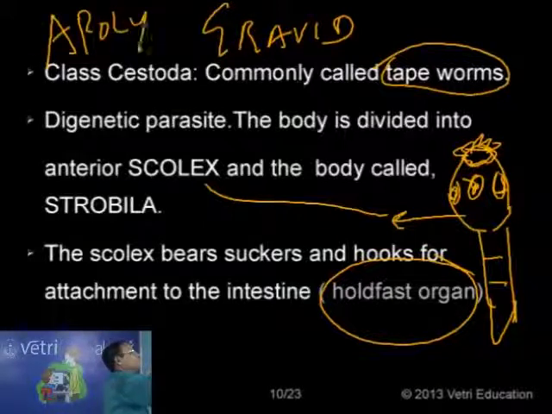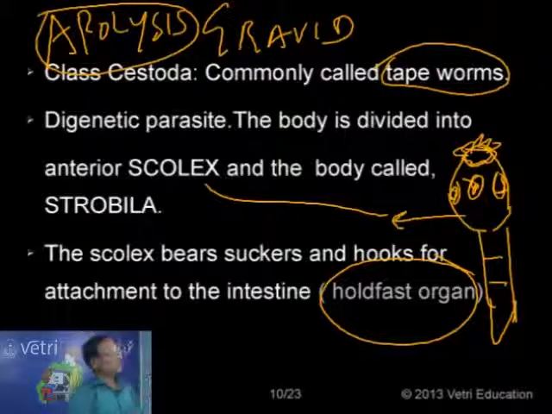Apolysis. This is nothing but the pinching off of the gravid proglottid from the main body. The gravid proglottids having the eggs are detached from the main body and passed on. That phenomenon is called apolysis, simply the separation or pinching off of the segments from the main body. So in the case of tapeworm we have pseudometamerism, the types of segments, the proglottids, and apolysis. These are all the common characters.